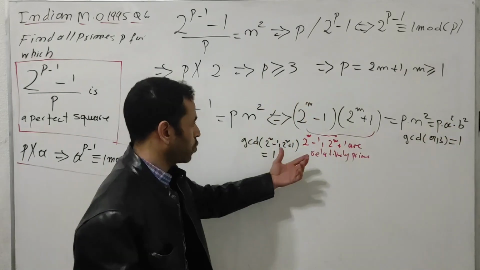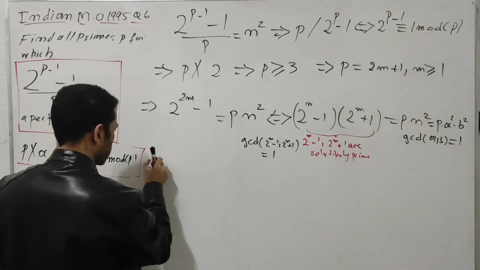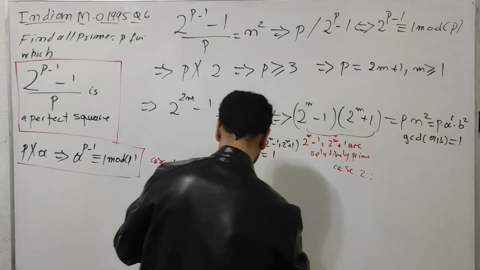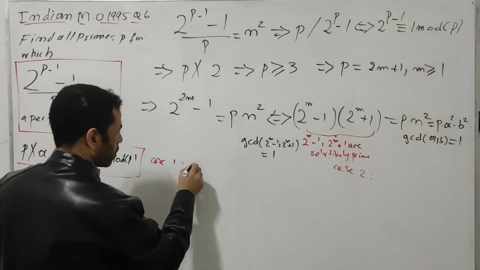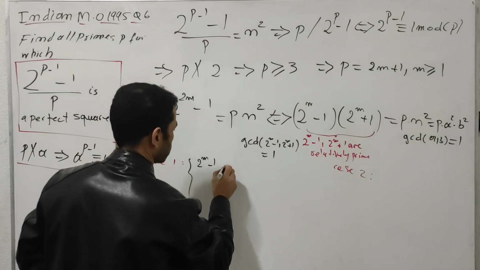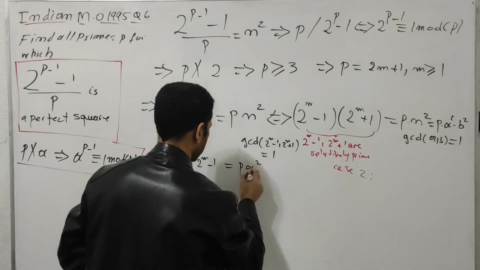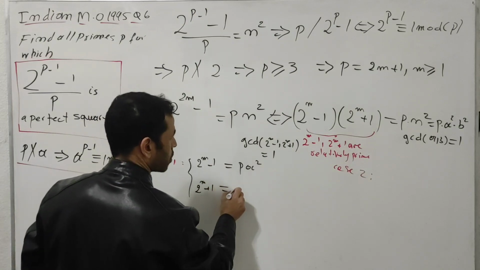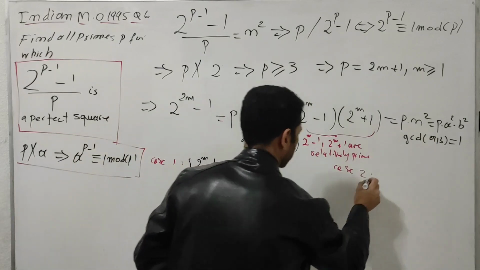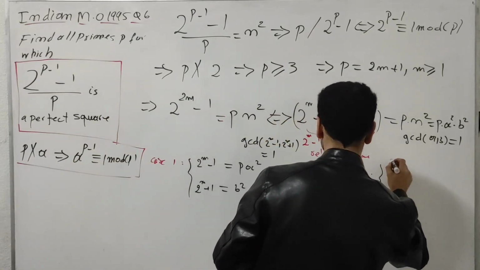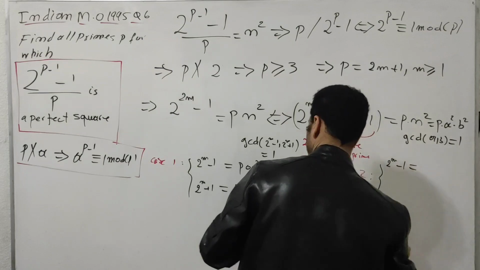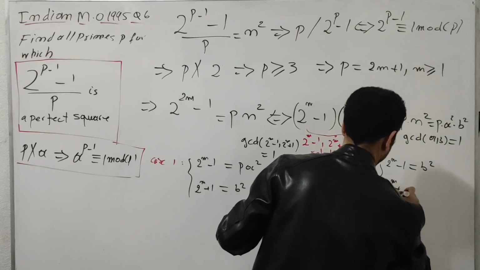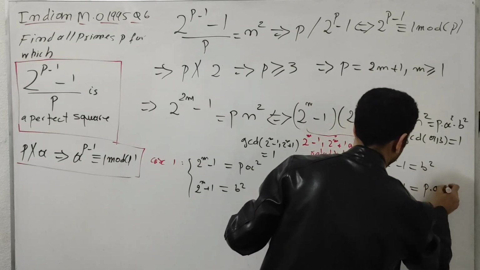I'm going to break this into two cases. For case number 1, I will have 2 to the m minus 1 equals p a squared, and the other one is 2 to the m plus 1 equals b squared. For the second case, I will have the inverse: 2 to the m minus 1 equals b squared, and 2 to the m plus 1 equals p multiplied by a squared.